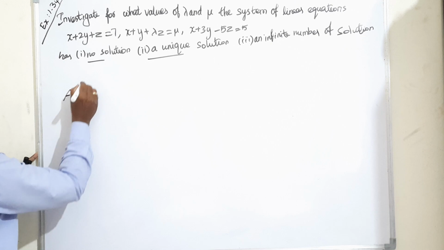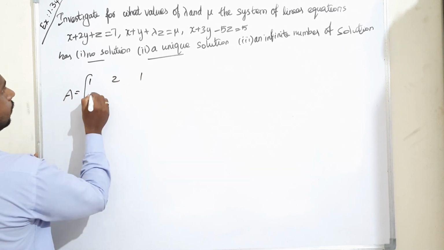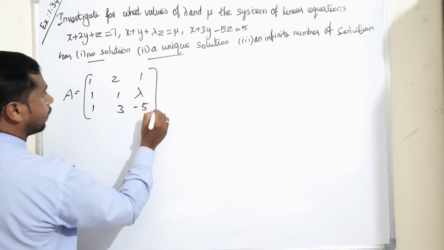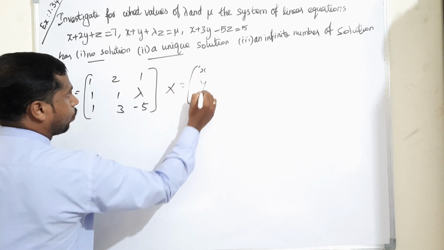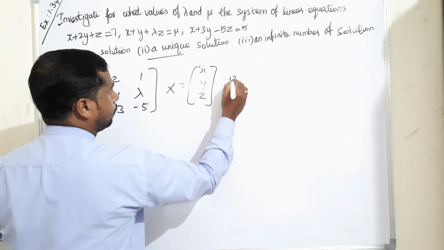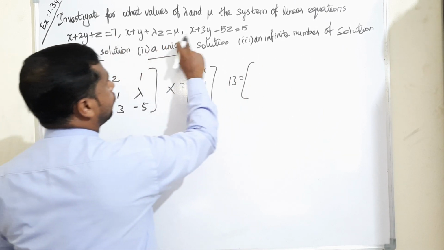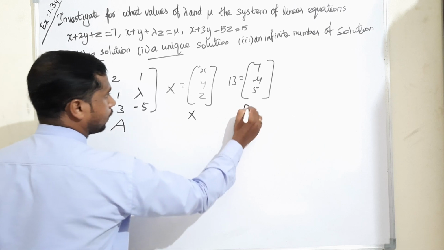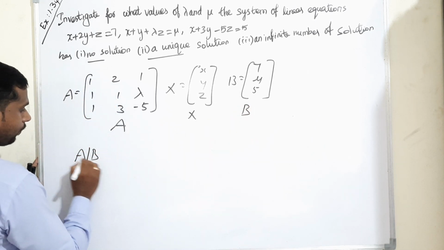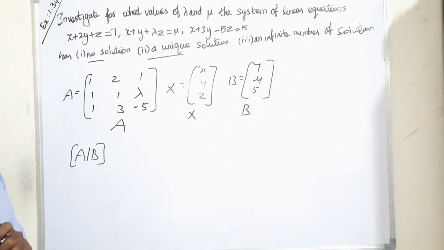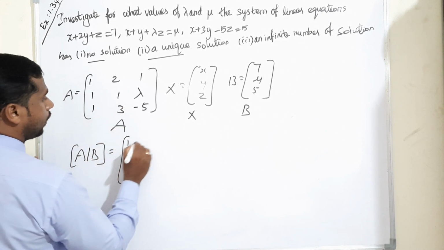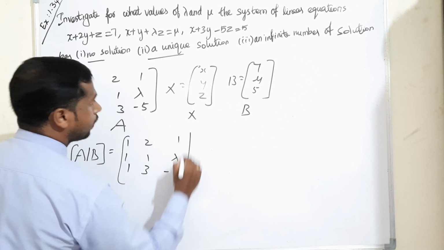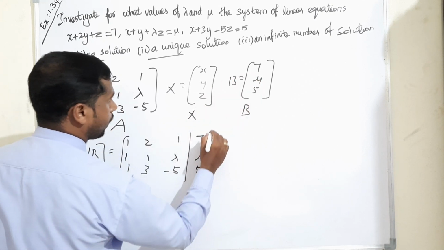First we have to arrange A equal to [1 2 1; 1 1 lambda; 1 3 -5], then X means x, y, z, then the constant B means 7, mu, 5. Consider AX = B. Then the augmented matrix A with B means, what is the meaning of augmented? We reduce it to row echelon form: [1 2 1 7; 1 1 lambda mu; 1 3 -5 5].